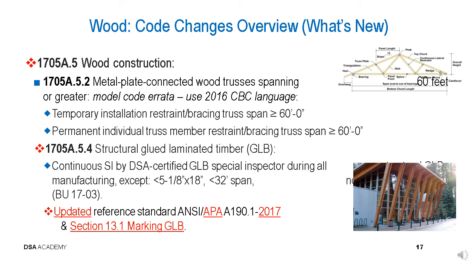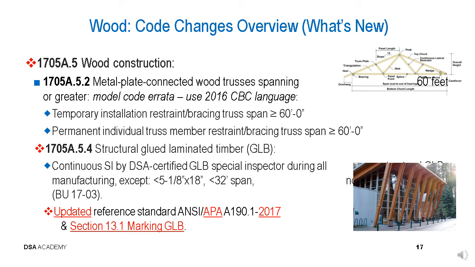In 1705A52, there was a code change in the 2019 CBC that required special inspection for truss bracing for trusses greater than a 60-inch height. That language has been changed in the errata to go back to use the 2016 CBC language, which requires temporary and permanent individual truss member restraint bracing for trusses that span greater than or equal to 60 feet. In 1705A54, structural glue lams, it continues to require special inspection for all glue laminated timbers.